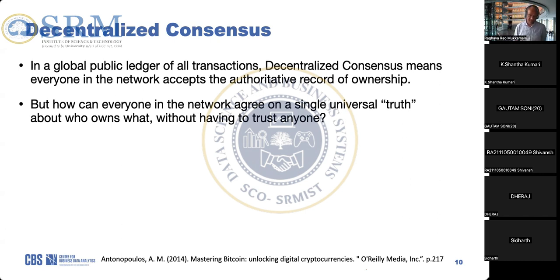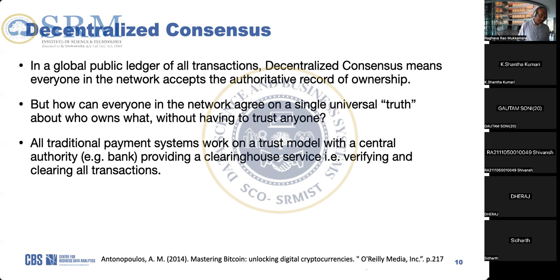But how can everyone in the network agree on a single universal record of who owns what without having to trust anyone? The beauty of it is that people don't know each other. The miners don't have any direct relationship, and there is no central authority mediating these transactions or saying which transaction is right and which is double spent. On the other hand, all the nodes, based on some communication, come to a single universal truth without any trust between them.